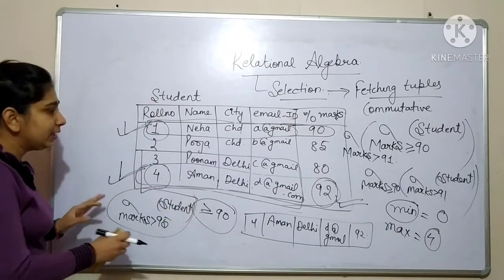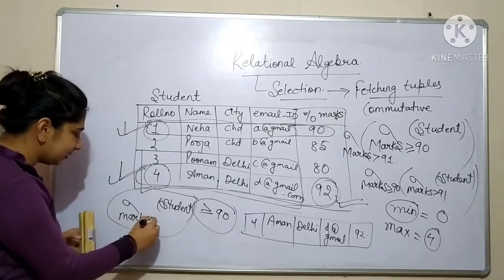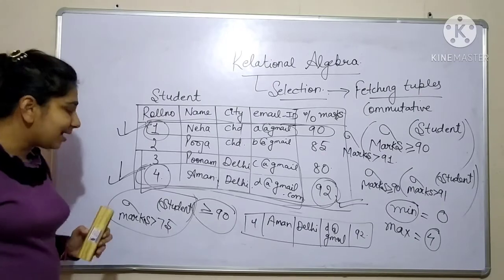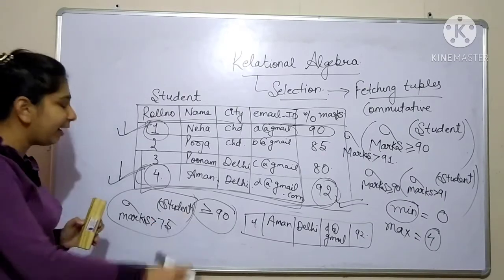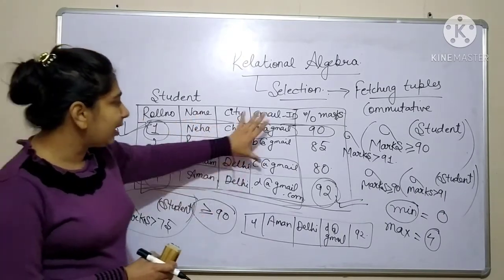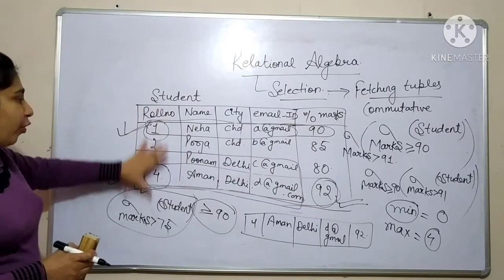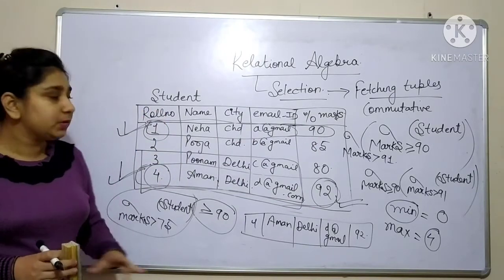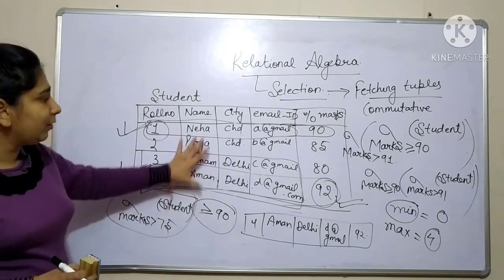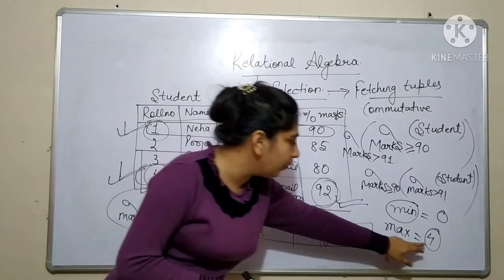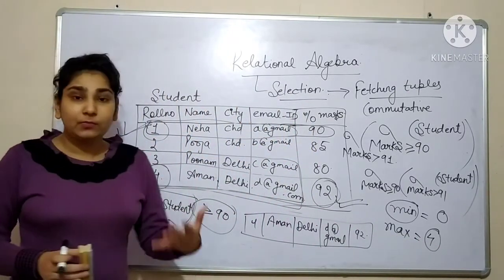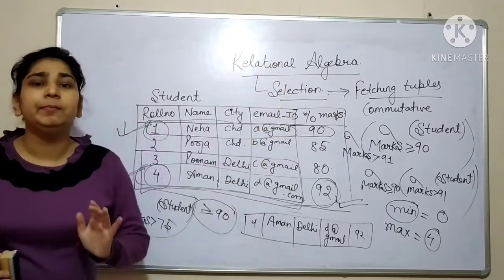Okay, let's suppose I give a condition like this: I want to fetch all of the students whose marks is greater than 75. So what is going to be your output? In your final output, you will be having all these 4 tuples. So the maximum number of tuples we can get in output is all of the tuples, the 4 tuples. Okay. So selection operation is very important.